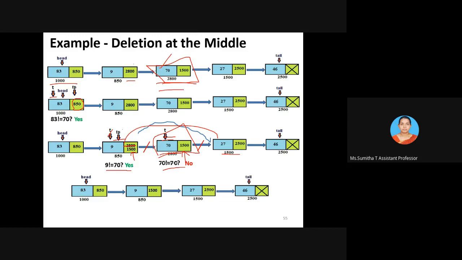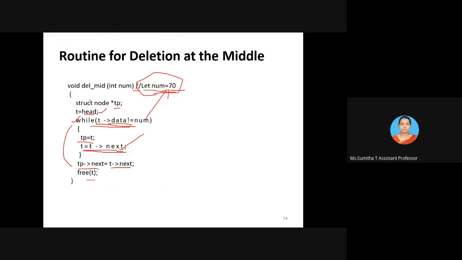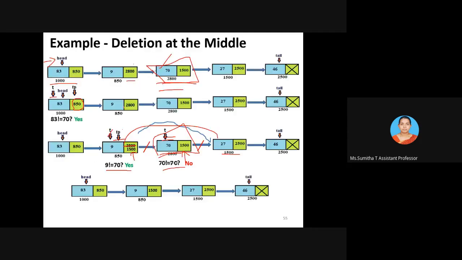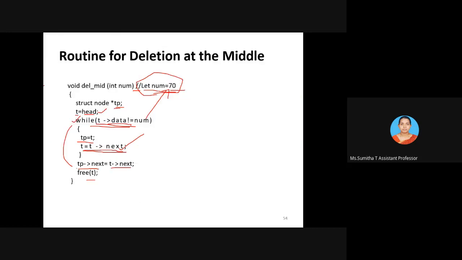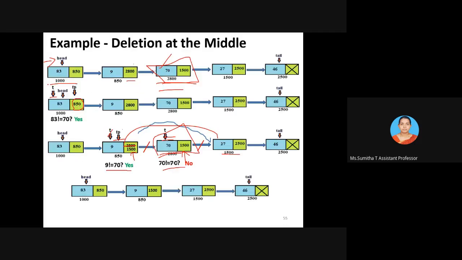So I start with the head node. The head is assigned to t, the temporary variable. I have one variable t and another one, the structure variable tp. First assigning the head value to t, the first node is now called t. So t of data is 83, and t of next is 850.